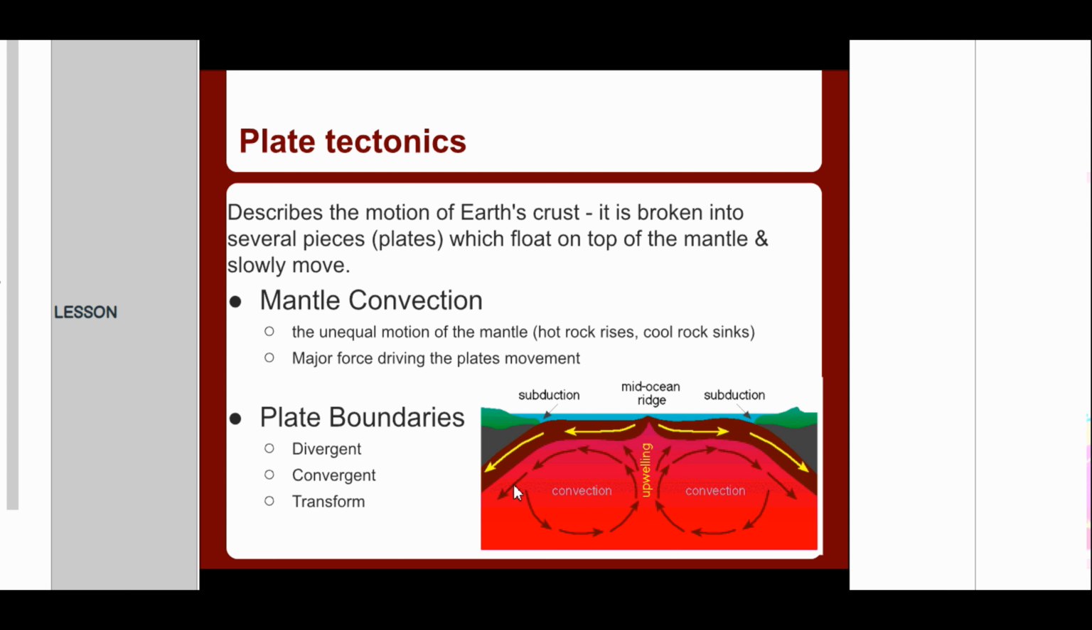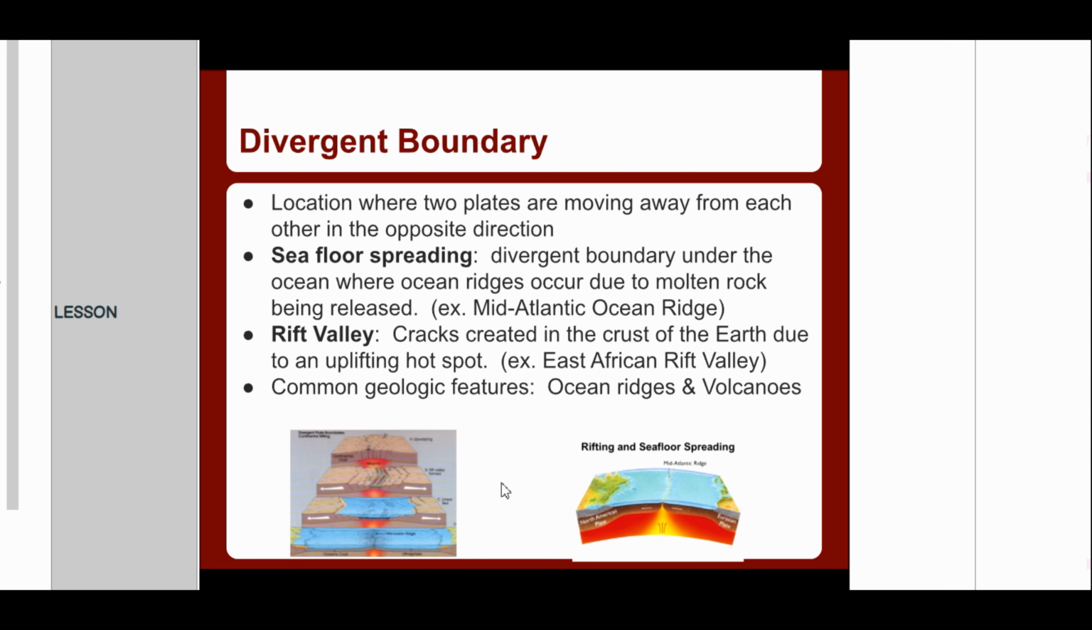The other end, it's going to move towards each other, and that's going to be convergent. And then when they move side to side and kind of rub against each other, like you were rubbing your hands to get warm, that would be a transform. So let's take a look at divergent first.